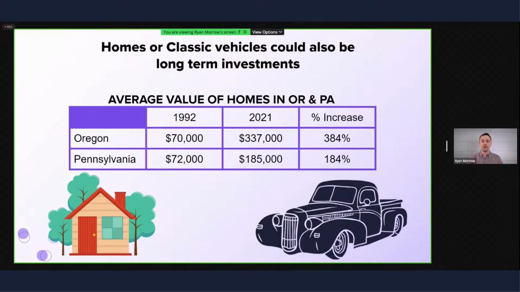A house, as we see here, a house bought in Oregon in early 1992 for $70,000 could be worth around $337,000 as of 2021. Considering the average appreciation rate of homes in that area, that's a 384% increase in value, which is huge. In Pennsylvania, for $72,000 in 1992, you would be looking at something closer to $185,000 by 2021, which is closer to a 184% increase, which is still rather large nonetheless.